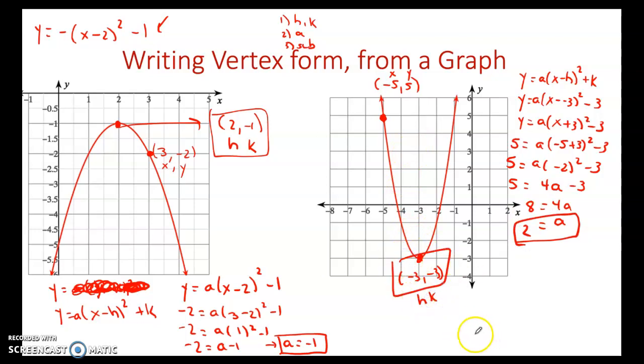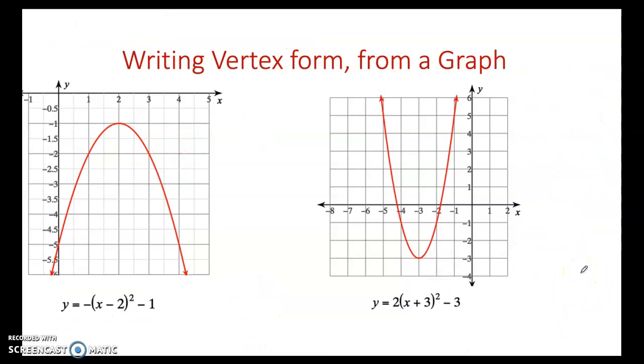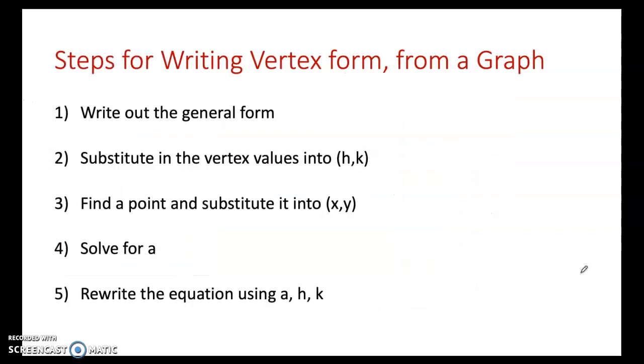So now we can write our final answer as y equals 2 times x plus 3 squared minus 3, because it's x minus -3. That's our final answer right there. Okay, so you could do that with a graph, which you'll do in your homework, and you can also do it with information. And here's the answer if you want to try it again.